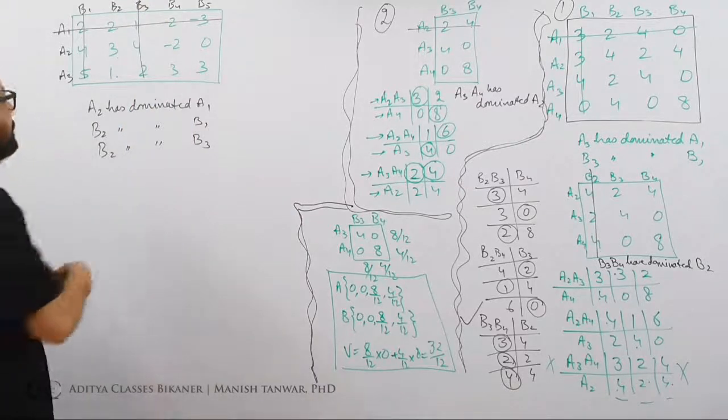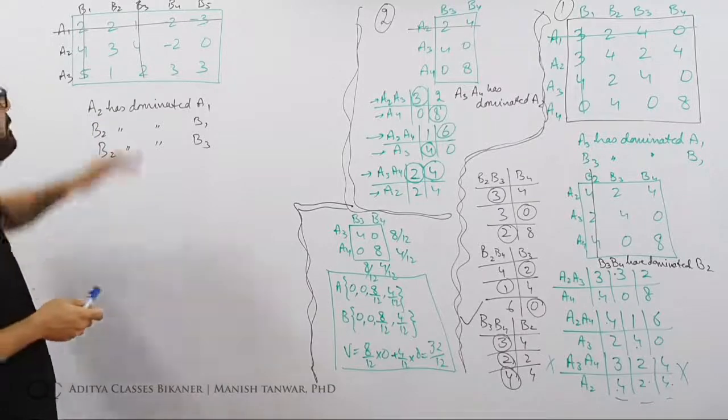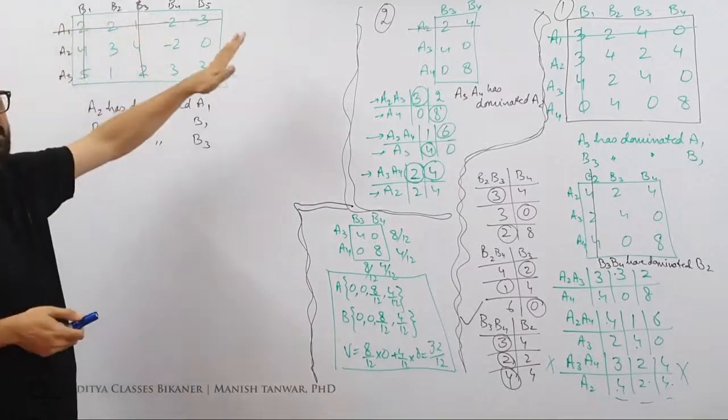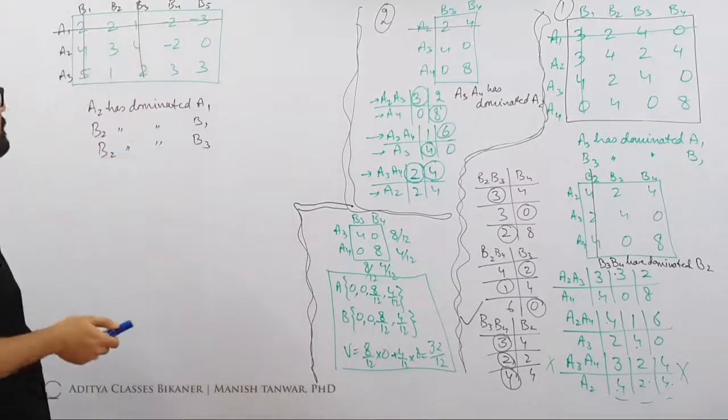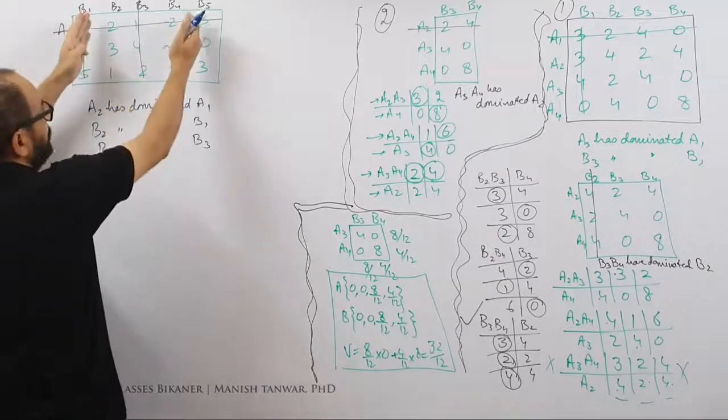B3. B2 looks like being a good strategy, not player, sorry, strategy. Player is B and these are strategies. So B2 strategy looks like being very good. It is dominating B1 and B3. It has dominated.